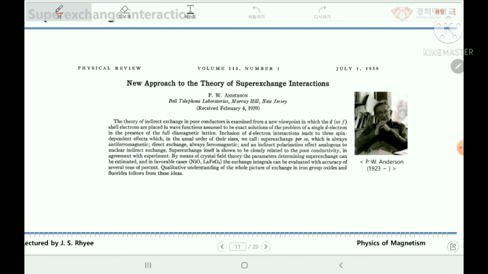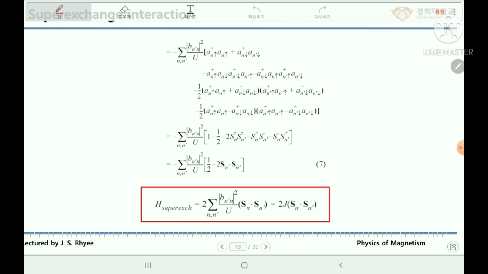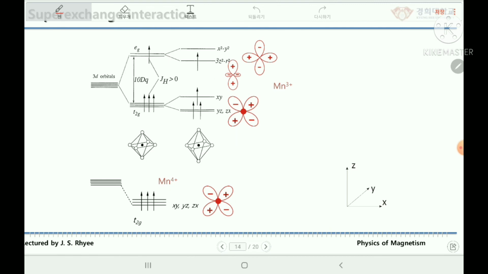The other interaction is the superexchange interaction, which was developed by Philip Anderson. Philip Anderson is a very well-known physicist in condensed matter physics. He proposed superexchange, which has a very complex formalism that we will not go into. Basically, the superexchange interaction also takes this exchange form. It is an indirect exchange interaction between non-neighboring magnetic ions, mediated by non-magnetic ions. For example, in the manganese oxide case, manganese 3 plus and manganese 4 plus are magnetic ions, and oxygen 2 minus is not a magnetic ion, it is a non-magnetic ion.